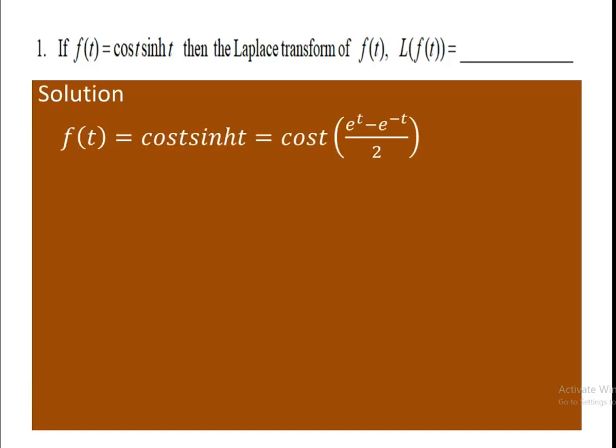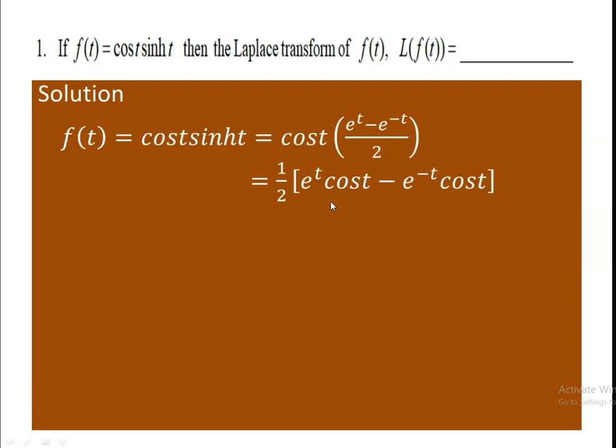As you see, the function f of t is given by cos t sine hyperbolic t. But as we know, sine hyperbolic t is defined as e to the power of t minus e to the power of negative t, divided by 2. From this, you have to recall the shifting property, because I am going to take this 1 over 2 out and then take cos t with e to the t, as well as cos t with e to the power of minus t. Then I will apply the shifting property to find the final output.